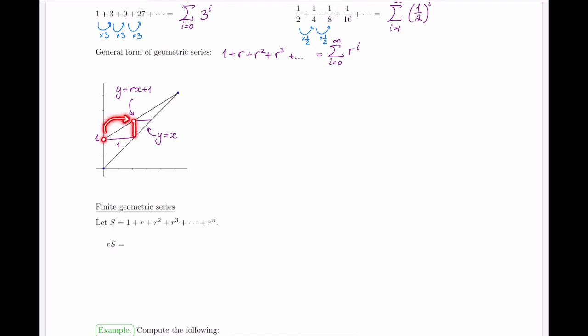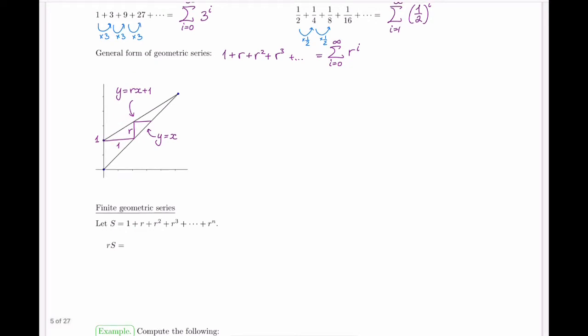I have risen this much and I have run 1. The slope has to be r, which means that this distance actually has to be r. Let's review that. Going from here to here, rise r over 1 is equal to r. Great. Let's do this again.